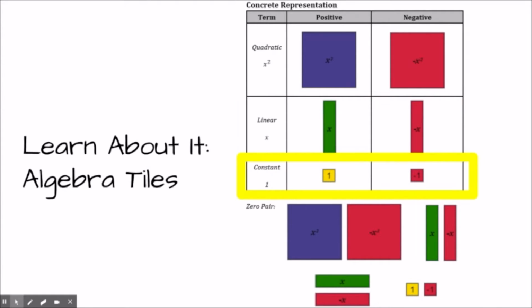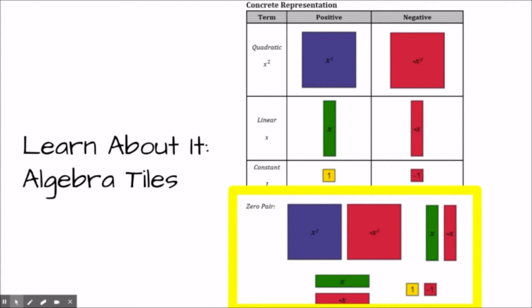The small squares show units or constants. The small yellow square represents a positive unit, and a small red square represents a negative unit. Finally, let's look at what are called zero pairs. Zero pairs are two tiles that have a sum of 0. For example, the green and red rectangle represent 0 because one of the tiles shows positive x and one of the tiles shows negative x.